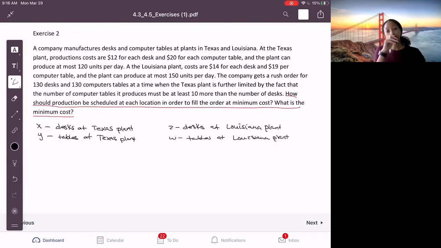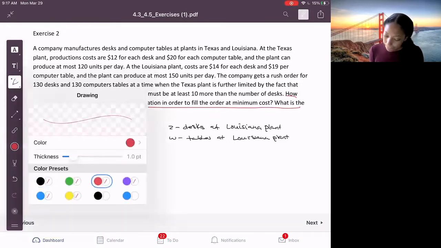All right, and then we have to be very careful about how we're organizing our information here. Essentially, we're trying to make 130 desks and 130 tables, at least that amount, right? Because we got a rush order for that. And then we have a bunch of different constraints on things. And then we also are trying to minimize our production costs. So we have our unknowns here. Next step is we want to write out our objective function.